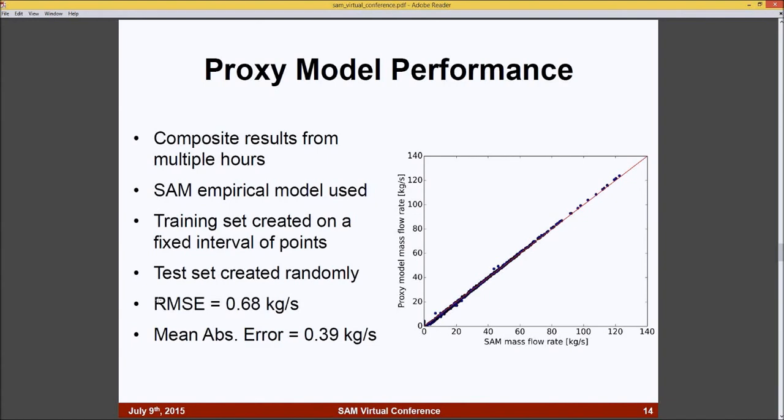The training set, as I mentioned, was based on a set of fixed interval points, so it's across a grid of feasible points, feasible meaning the outlet temperature exceeds the inlet temperature. And we created a random set of test points at different temperatures, and this is the plot of the test points, where on the x-axis is the mass flow rate that SAM predicted, and on the y-axis is the flow rate that our model predicted. And what you can see is that there's very good agreement. Everything sits nicely on that 45-degree line, and our RMSE and mean absolute error are both quite low for that range. So we have a good working model.